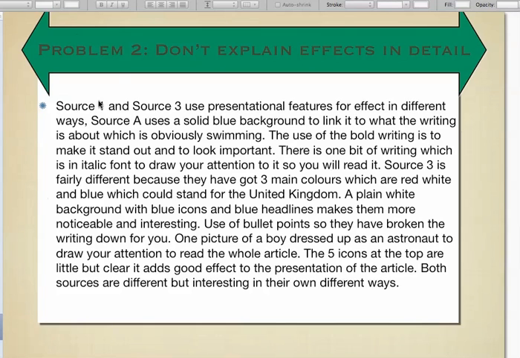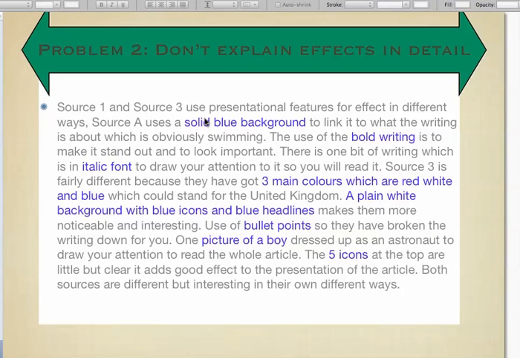Okay, so this is your classic second problem. If the first one wasn't answering the question, the second one is answering the question. Look, you can see it uses, what have I just done, presentational features in different ways, but it doesn't explain effects in detail. This student does really well to find so many presentational devices.